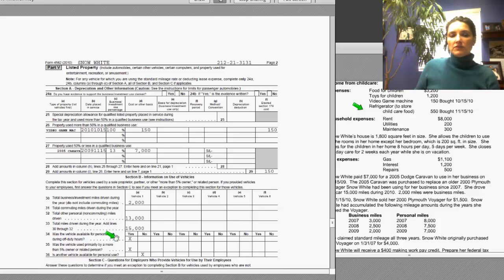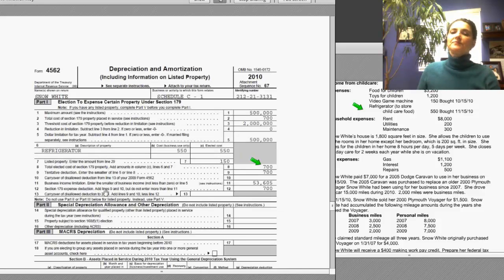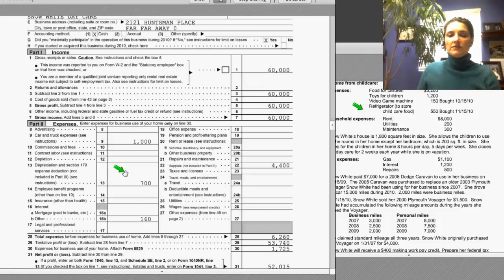Total other miles is 13,000, and the total of all miles driven for the year is 15,000. Was the vehicle available for personal use? Yes. Was the vehicle primarily used by a 5% owner? Yes. And is another vehicle available? Well, for about 2 weeks she did have 2 cars available, but for the majority of the year the answer is no, she had only 1 vehicle. So we carry over the $150 of Section 179 deduction on the listed property back over to page 1 and enter that amount on line 7. We total these up and we end up with a net depreciation deduction for the year for Snow White's tax return of $700, and we're going to carry that over and enter it on Schedule C on line 13.